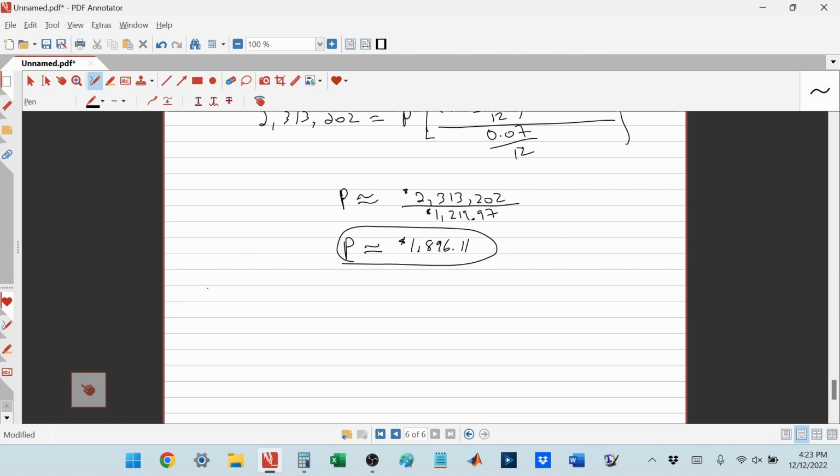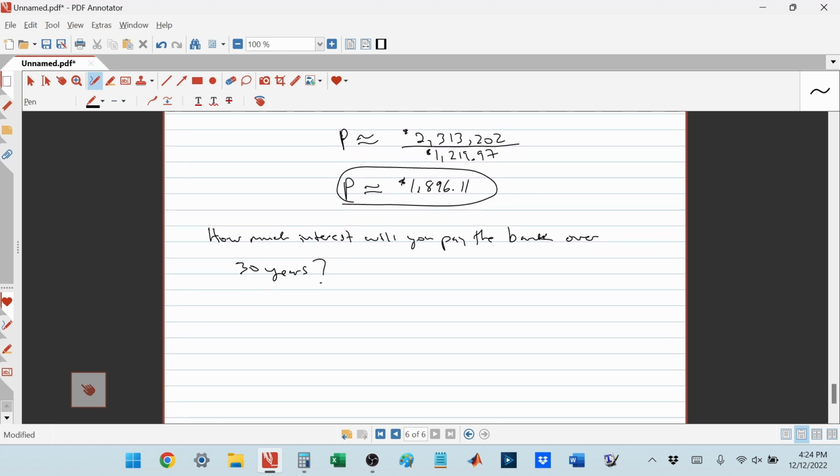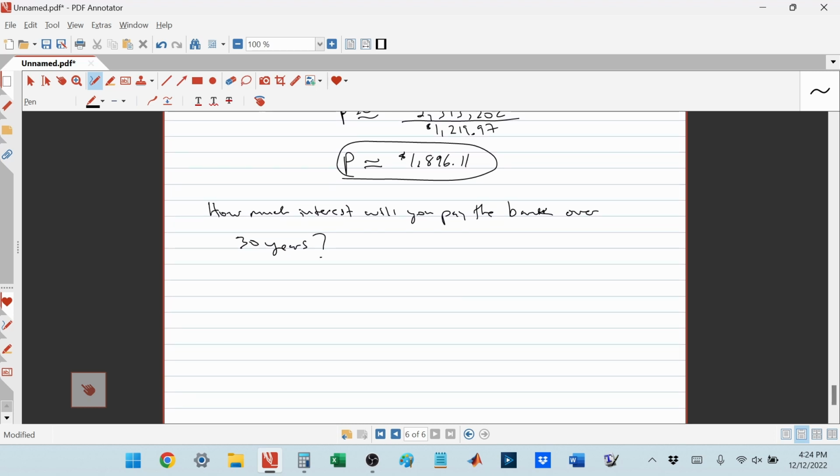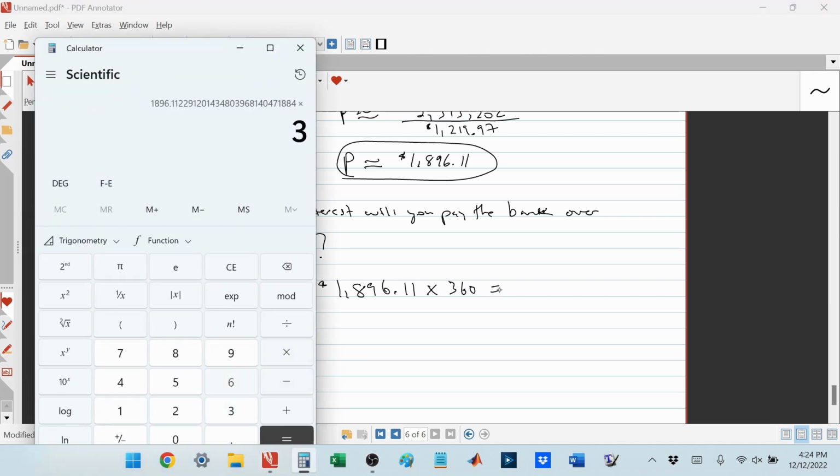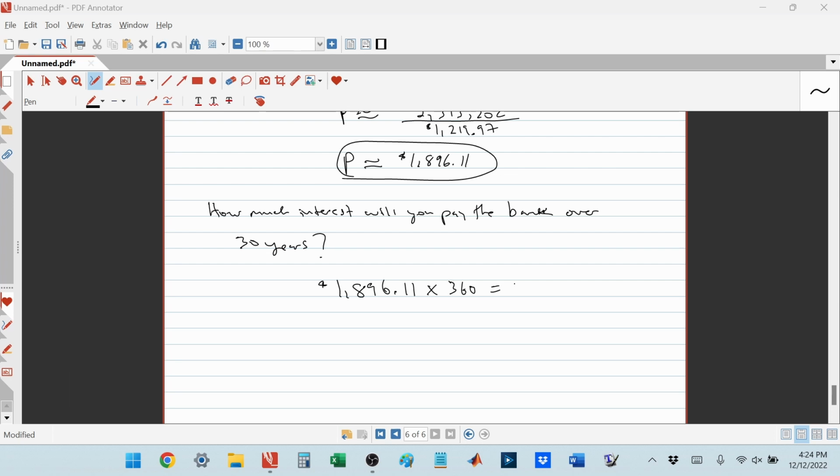And then we could ask the question, well, how much interest will you pay the bank over the 30 years after paying the loan off? Well, that's not hard to figure out. Here's the total amount you're going to give the bank over the 30 years. You're paying this every month, and there are 360 months. This is the total amount you're giving the bank: $682,600, rounded to the nearest dollar.